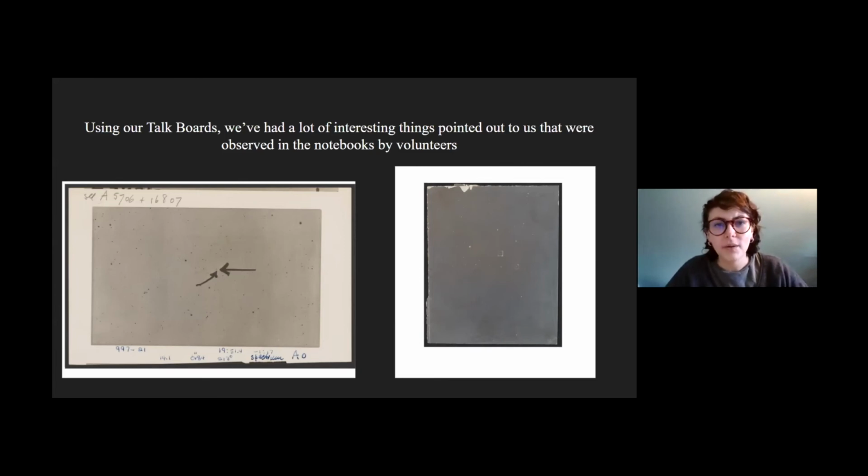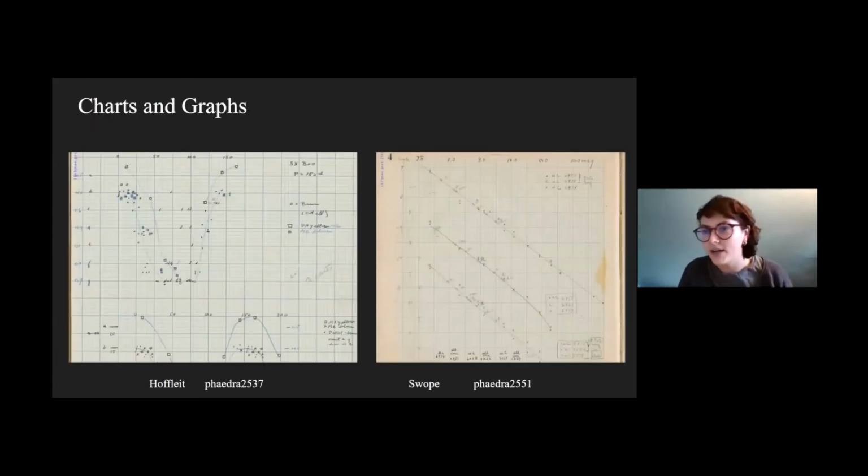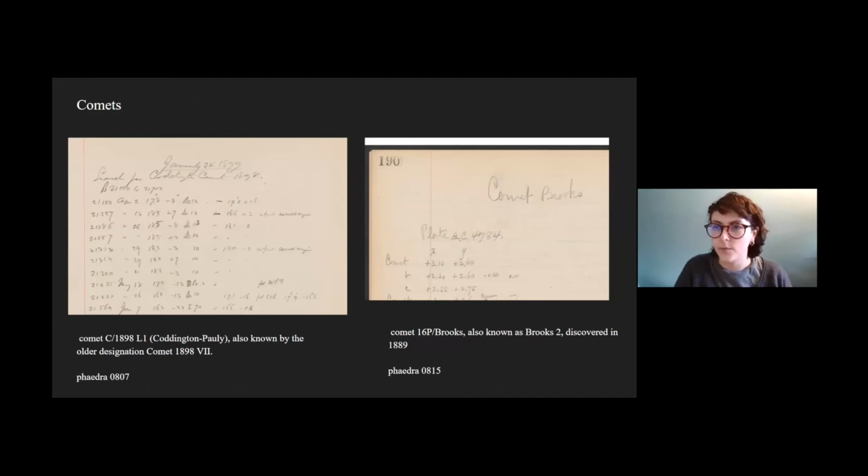I'm just going to point out some things that have been found and identified. If you've seen the notebooks or transcribed on one of our two projects, you're used to seeing rows and rows of data, and those calculations are sometimes represented in graph format. A Dorrit Hofflet notebook on the left and a Henrietta Swope on the right. Just to point this out, the PHaEDRA number at the bottom points to our finding aid, so it's a citation of where these images come from.